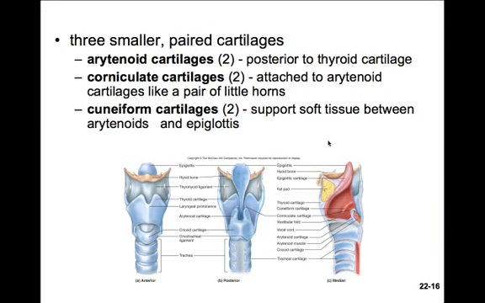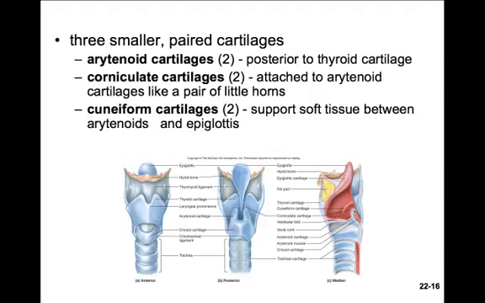The first 2 are the arytenoid cartilages. The arytenoid cartilages are posterior to the thyroid cartilage. You can see them right here. On top of each, there's a little corniculate cartilage. These are like a pair of little horns.